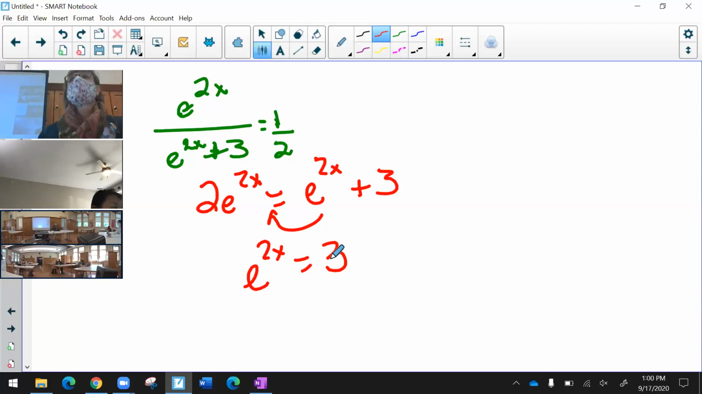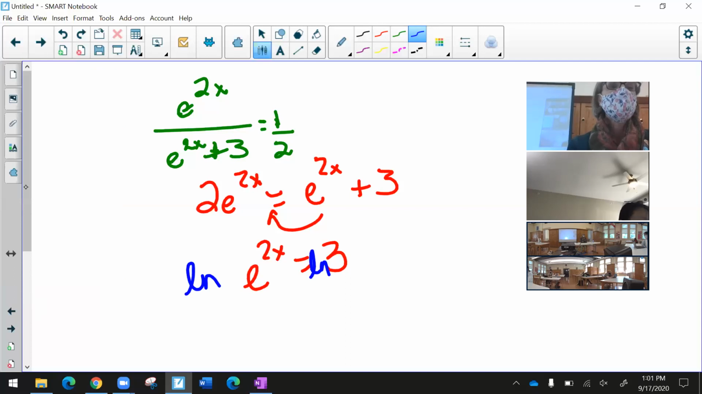So now what do I do? Caroline, what do I do? Well, I used the log property: 2x times the natural log of e equals the natural log of 3, and then I divided by... Okay. So I think what you did is you took the natural log of both sides. Yeah. Right. I put the 2x in front of the natural log. I can do that. Okay. I like to look at it as, hang on, here.